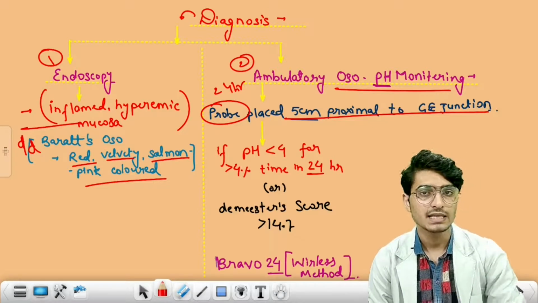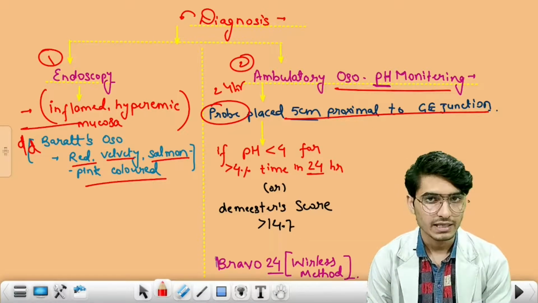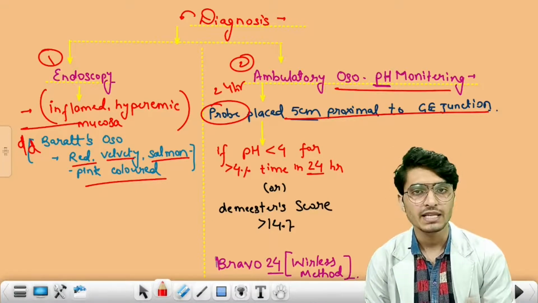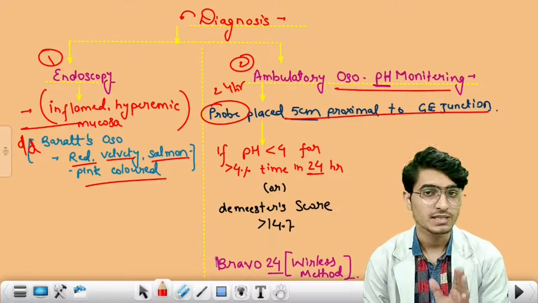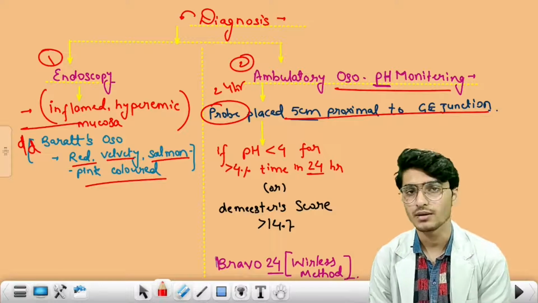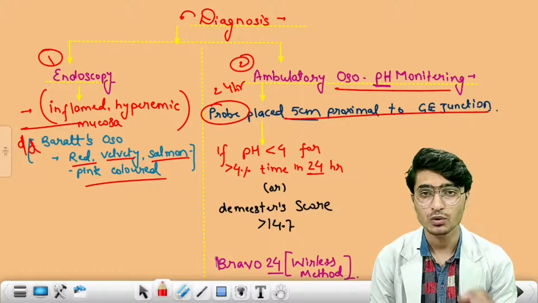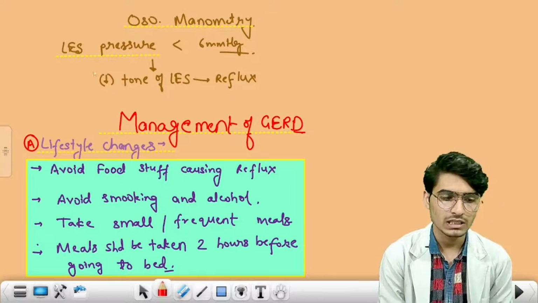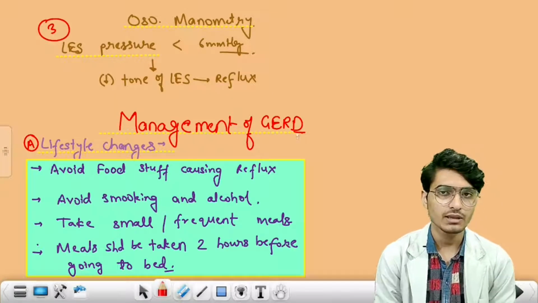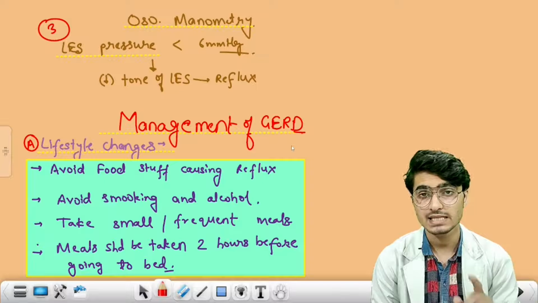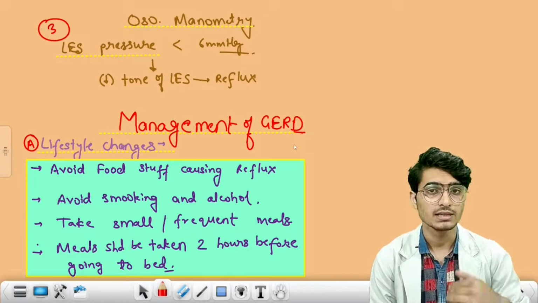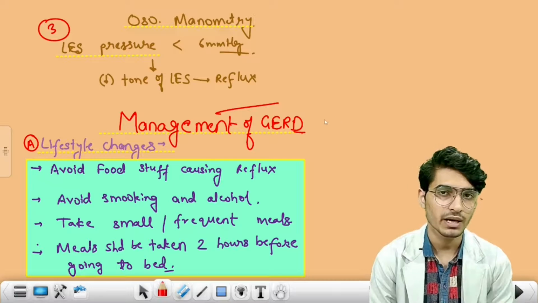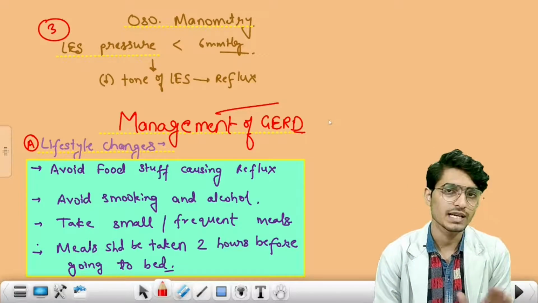And the second thing is the DeMeester score. If the score is less than 14.7, that is a normal value, and if the score is more than 14.7, that is diagnostic for GERD. This is followed by Bravo 24, that is the wireless probe placement method. The third modality is esophageal manometry, and when the pressure of the LES is less than 6 mmHg, that is basically diagnostic for GERD here. That is causing the reflux and thereby causing GERD, and this is the diagnosis of GERD.